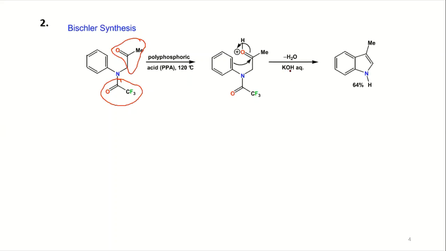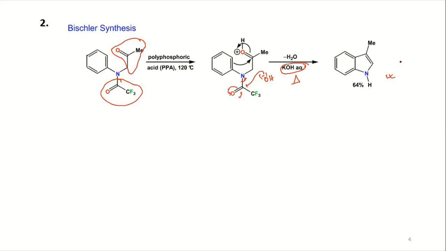Since you have aqueous KOH here, we just need to boil it. So what will happen? The OH minus will help dehydration, as well as attack here, and finally this will get rid of. So you have N minus, and N minus will take the proton from water, so it will be NH. So this is what we know as the Bischler synthesis.